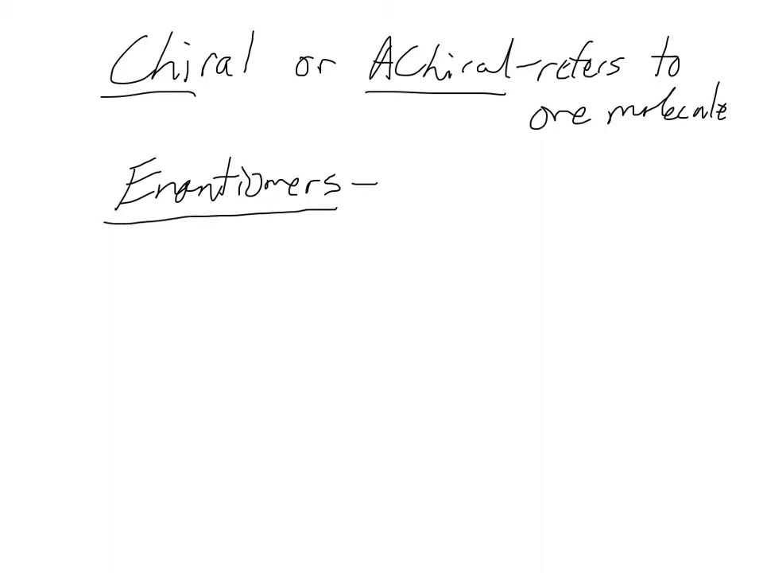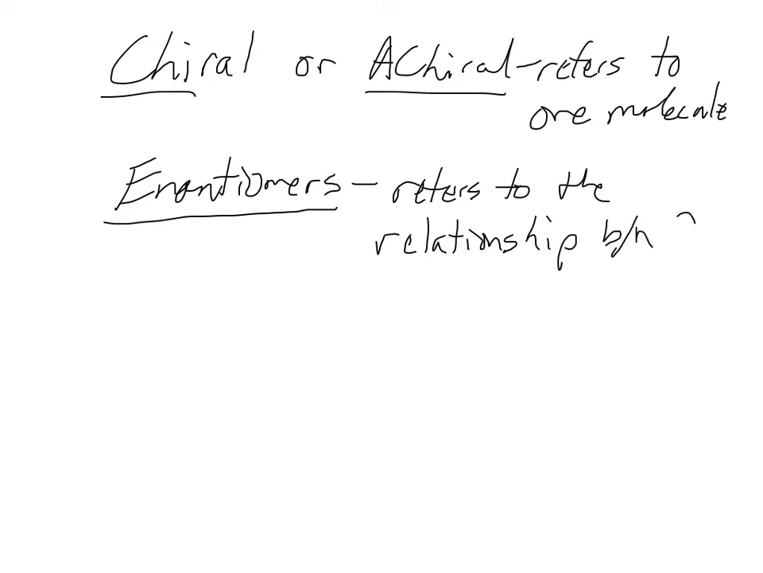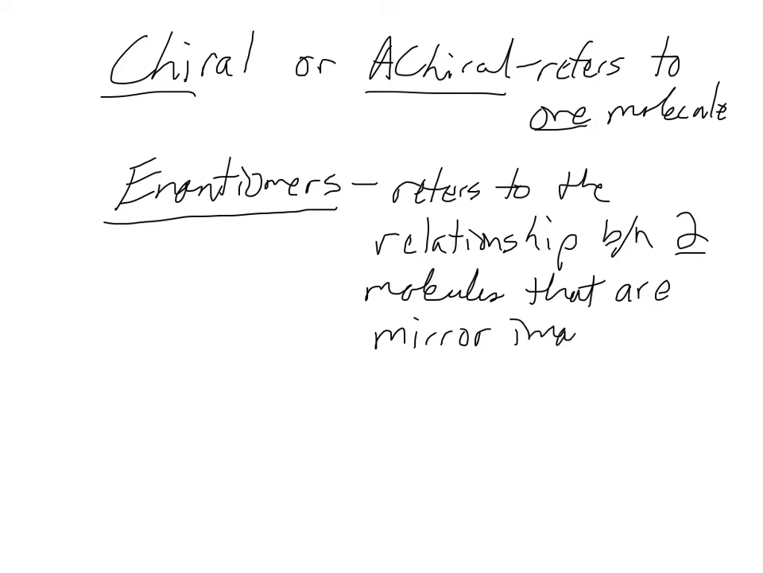Enantiomer refers to the relationship between two molecules, versus one. Two molecules that are mirror images of each other. Right?